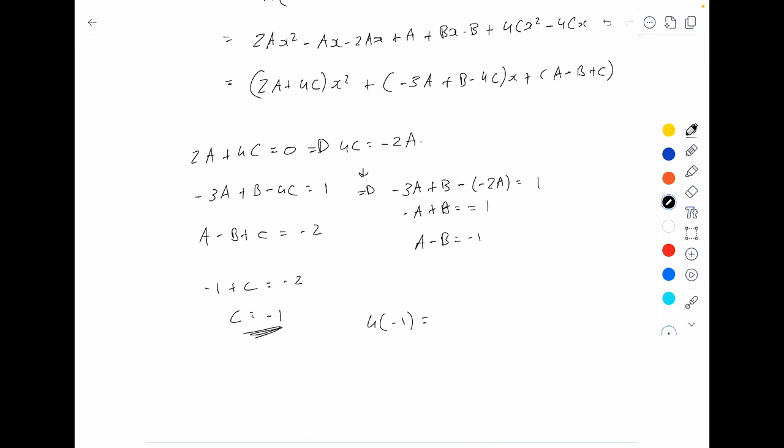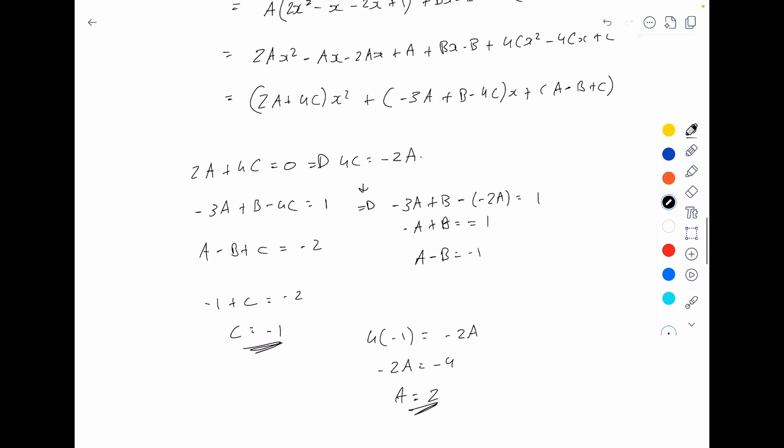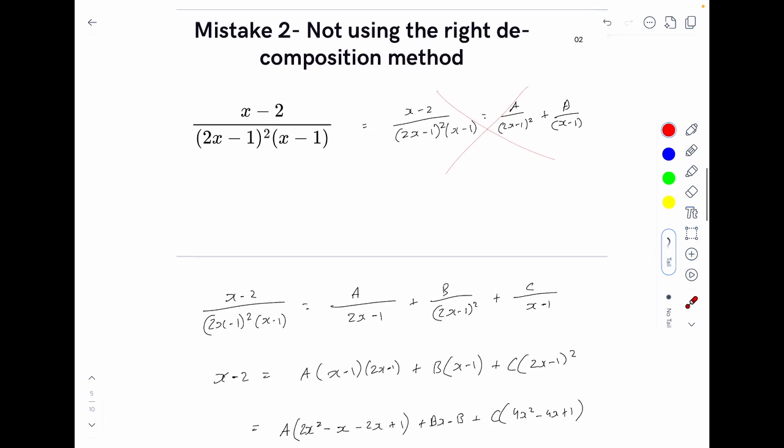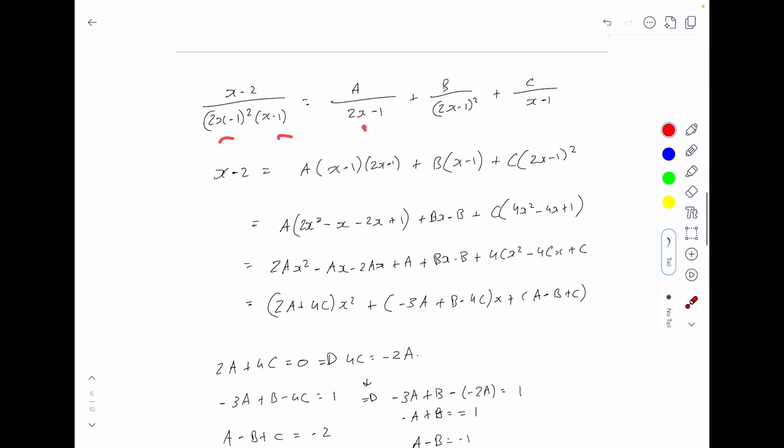4 times negative 1 is equal to negative 2a, so negative 2a is equal to negative 4, and a is equal to 2. If a is equal to 2, then 2 minus b is equal to negative 1, so b is going to equal 3. And that's your final answer. Again, all it comes down to is using the right decomposition method. In this case, we were repeating.